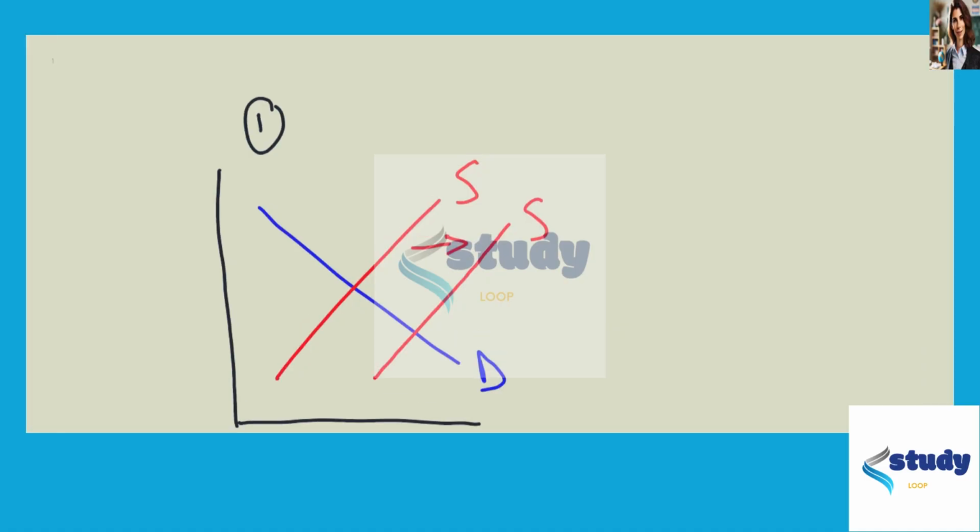To answer this question, let's look at a graphical representation for the market for low-skilled labor. Okay, so we have a supply and we have a demand.